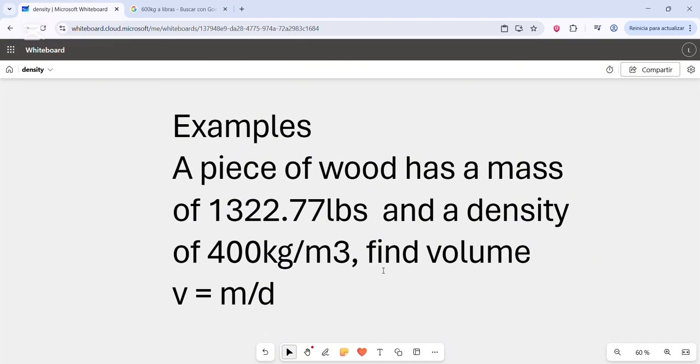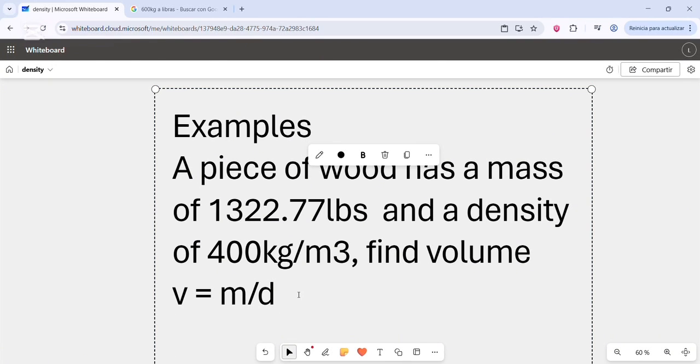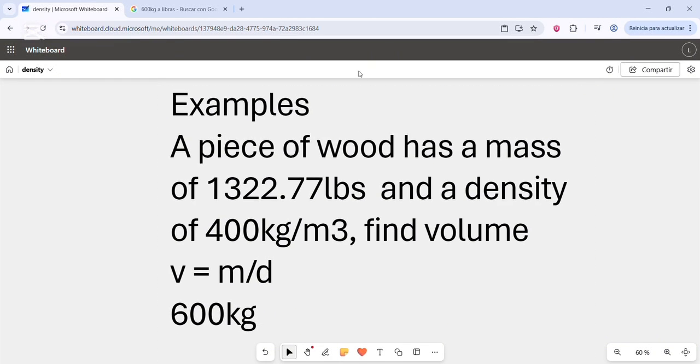Find the volume. So, first of all, we see in this exercise that the mass is stated in pounds, so we need to convert this to kilograms. The conversion of 1322.77 pounds to kilograms is 600 kilograms. So now we can do the exercise.